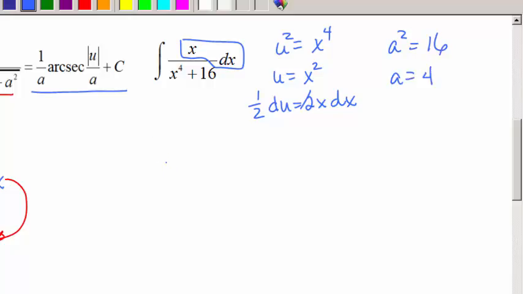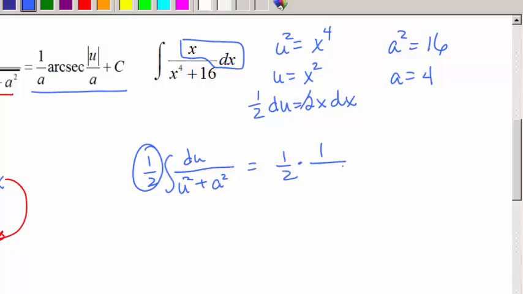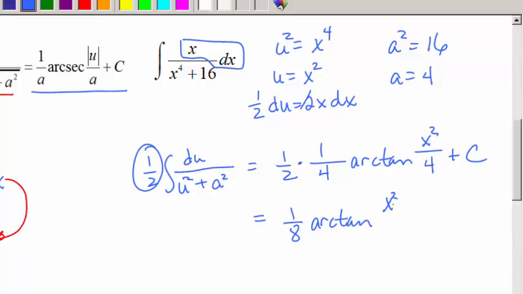So rewriting this in terms of u, I have 1/2 du divided by u squared plus a squared. So the 1/2, because of this constant, multiplied by 1 over a times the arctangent of u over a plus c. So that's 1/8 arctan x squared over 4 plus c.